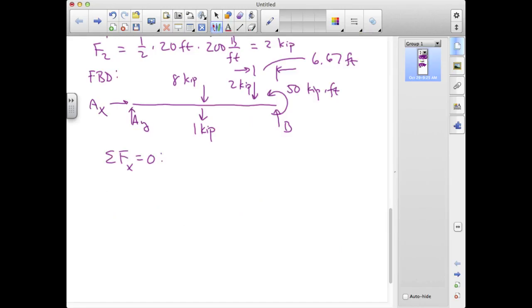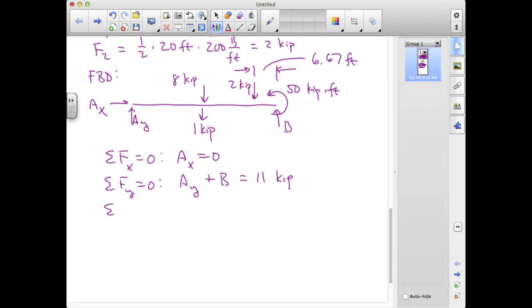So now our equilibrium equations give us the following. First, we just have AX is equal to 0. Vertical force equilibrium is going to give us that AY plus B is equal to the sum of all these downward forces. We have 8 plus 2 plus 1, or 11 kips.